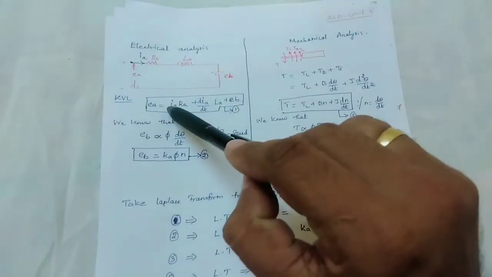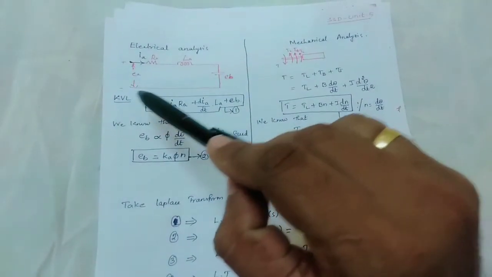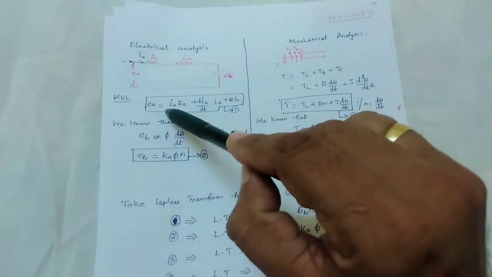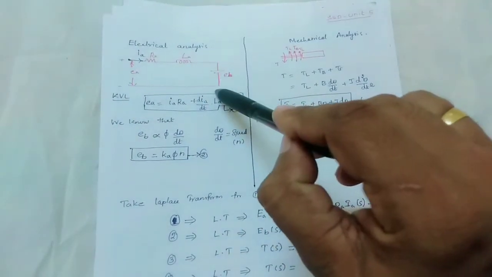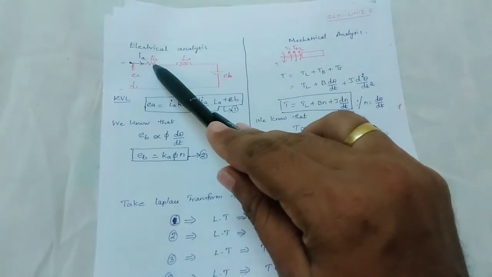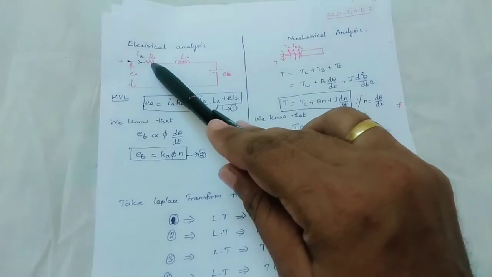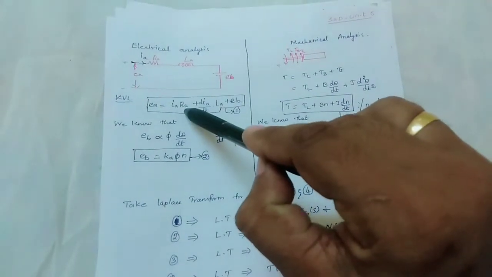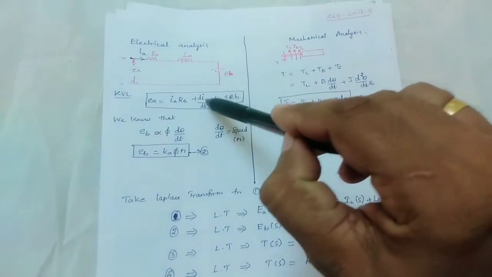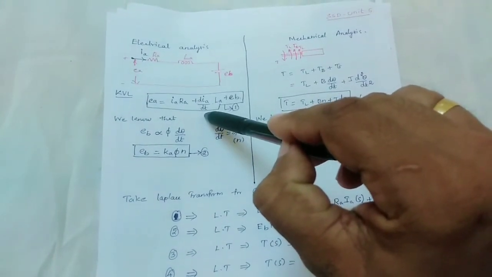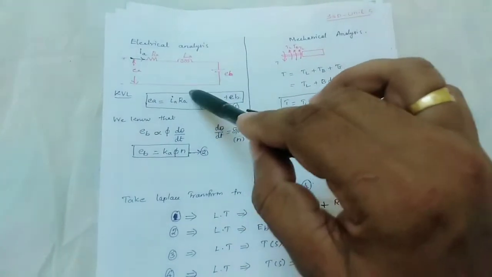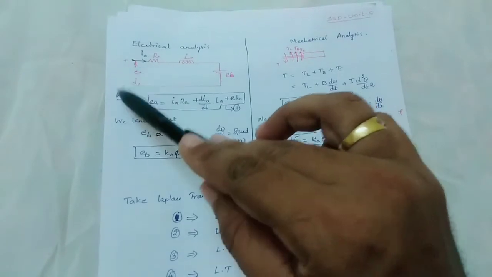Now we apply KVL, Kirchhoff's voltage law, to this circuit diagram. The input voltage is equal to the summation of all the voltage drops. The drop in resistance is IA into RA, plus the drop in inductance, LA into dIA by dt, plus the drop EB, the back EMF. All these terms are equal to the input supply. That is the KVL equation.